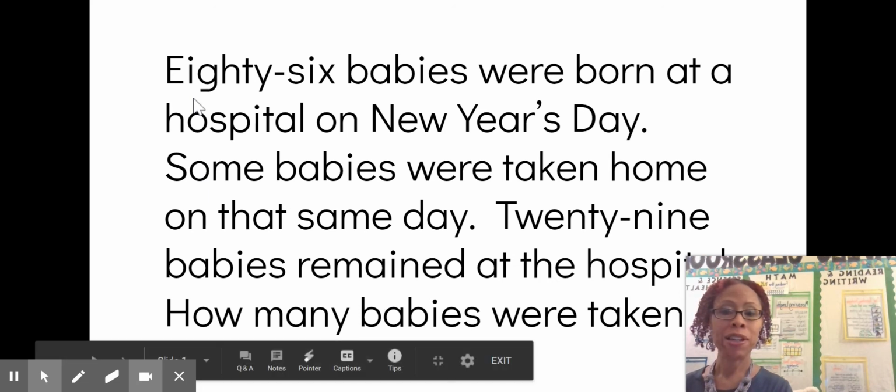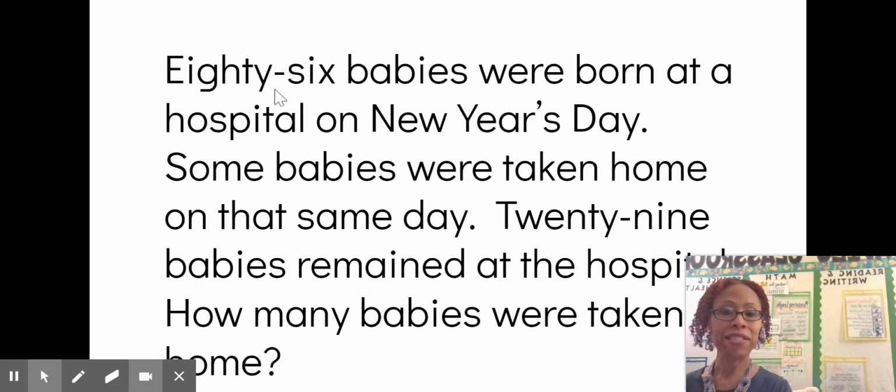If you notice, we have the numbers 86 and 29. These numbers are written in word form. Whenever a number is at the beginning of a sentence, it is going to be included as a word form rather than a numeric form. But it still means the same thing as 86, 8 and 6 together, and 29, 2 and 9 together. That is what we know. Those are the known numbers.